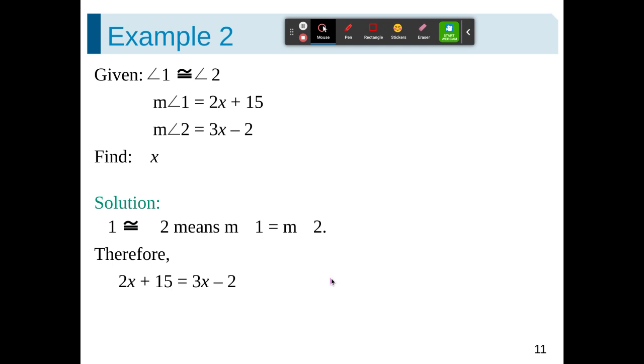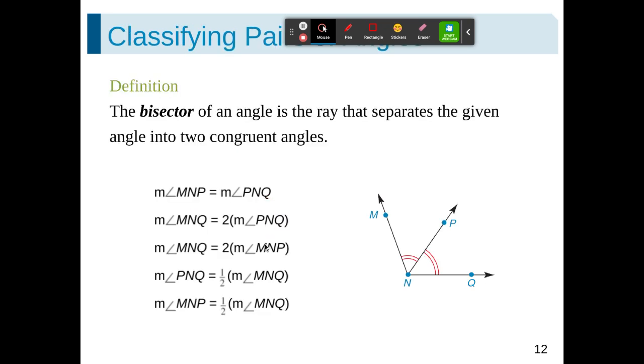Here's an implication of what we can do with this. We can say that the measure of angle 1 is congruent to the measure of angle 2. We can identify that angle 1 is this, angle 2 is that. We can therefore set them equal to each other.